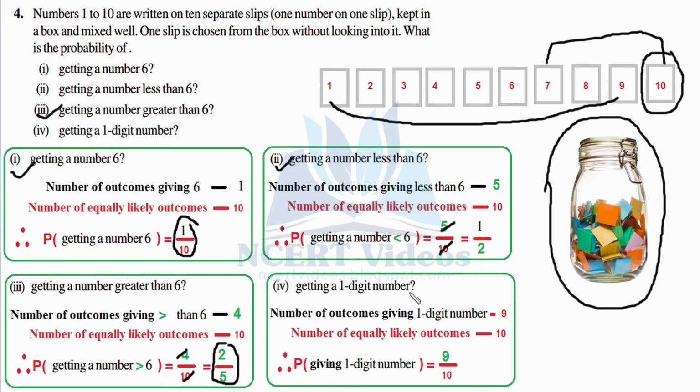So we write getting a one-digit number. Number of outcomes giving a one-digit number, we have 9. Again, number of equally likely outcomes, we have 10, which remains constant in all these questions. Therefore, probability of what? Event name inside the bracket, giving a one-digit number, is equal to 9 over 10, not further reducible. So that is our required answer for the fourth part. With this, the fourth question has been solved.